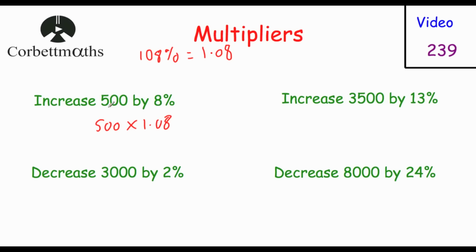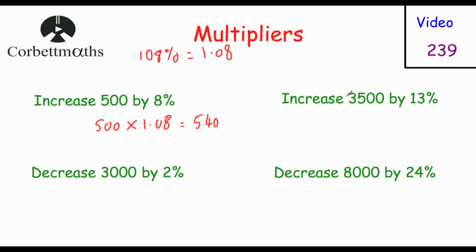It will increase 500 by 8%. So if we do 500 multiplied by 1.08, that gives us 540. So if we increase 500 by 8%, the answer would be 540. So we can use this multiplier really quickly and easily to do it.